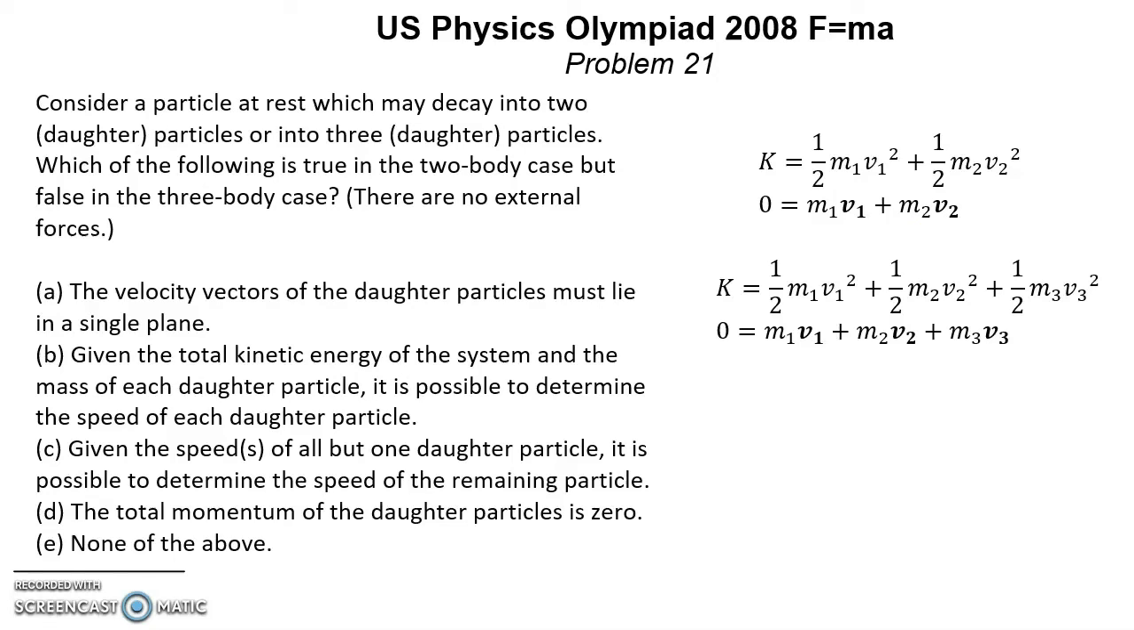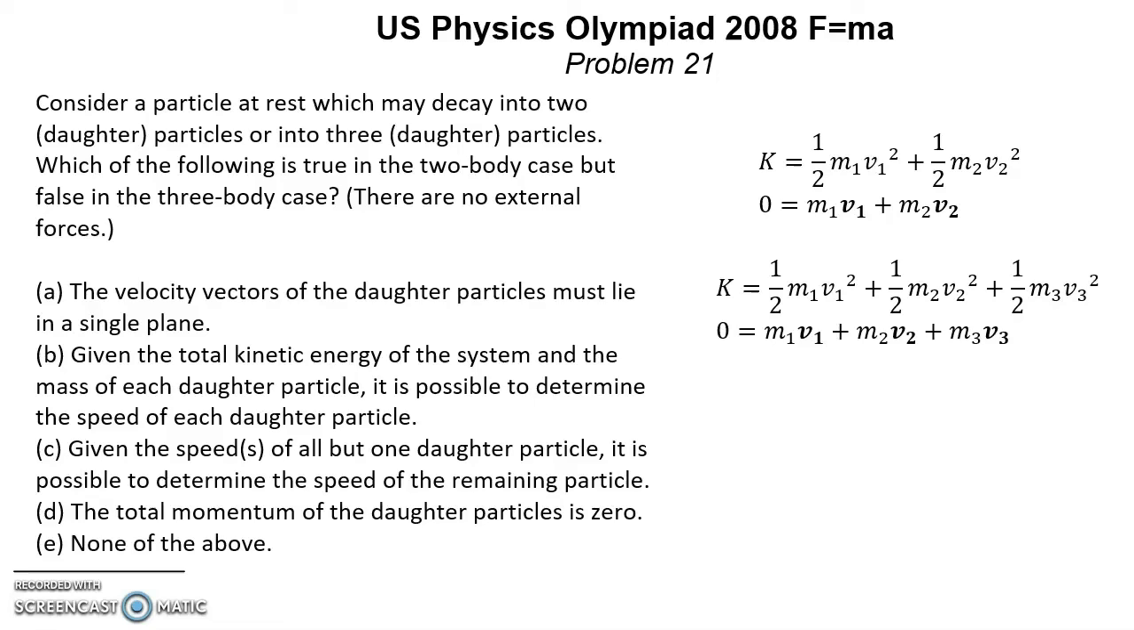Now we have one equation for energy and 3 equations for momentum, because it's vector form in 3D. But for each velocity we have 3 dimensions, so we have 9 unknowns for velocities and only 4 equations, so it's not solvable. It's no good. It means that B is the correct answer.